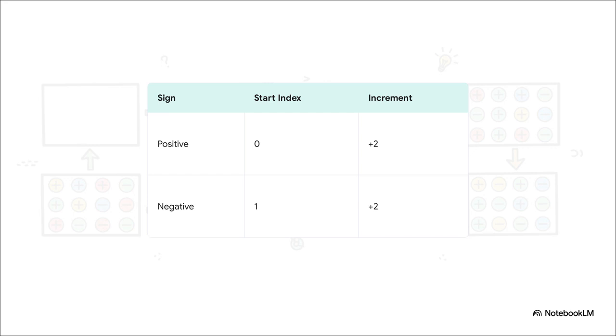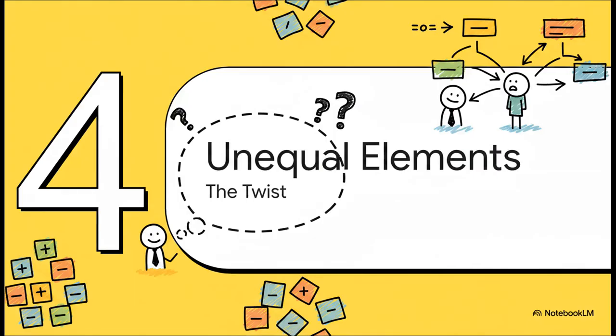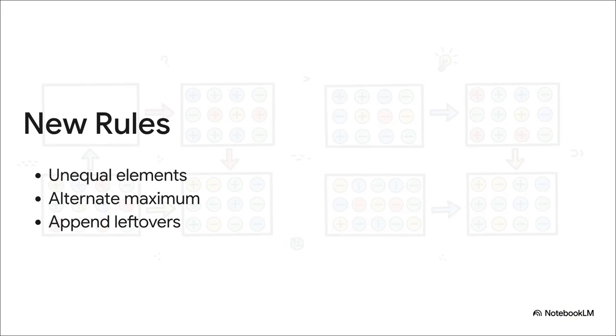If we see a negative number, we drop it at neg index and bump neg index up by 2. One single pass, perfectly arranged, absolutely optimal. But wait, section 4, the unequal elements twist. You're feeling super confident, the interviewer is smiling, and you think you've got this in the bag. Then they throw a massive curveball.